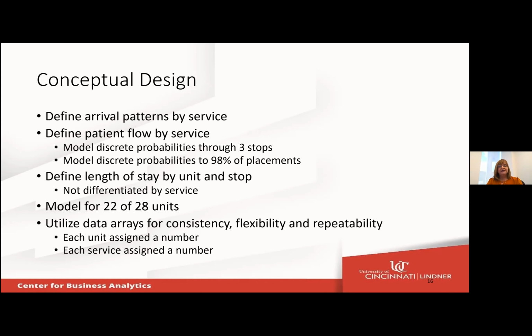We decided not to differentiate length of stay by service, but rather we had that by unit and by stop. One thing we discovered is that patients at their first stop usually had a shorter length of stay than if they had a second stop or a third stop. So we had done some equality of means testing for each of the units and determined that we needed to differentiate those by whether they were at the first stop in the process, the second, or third.